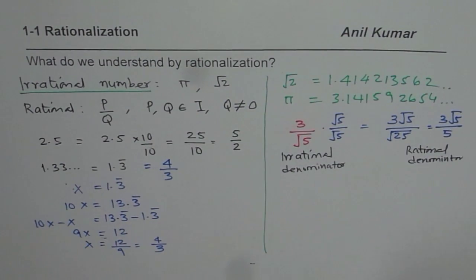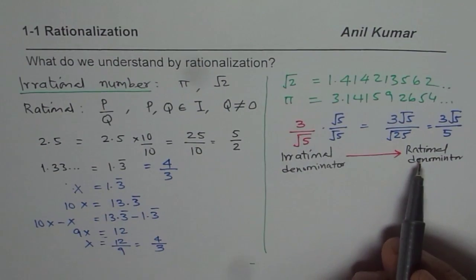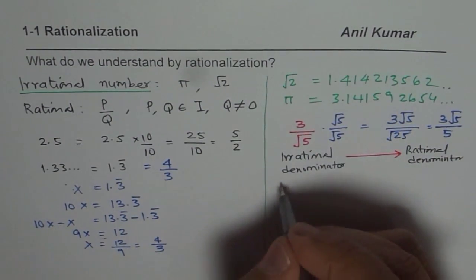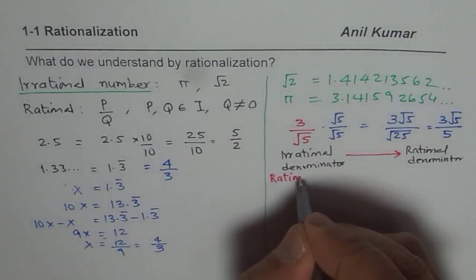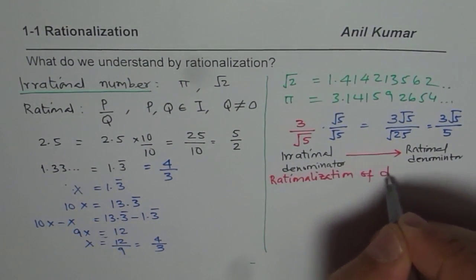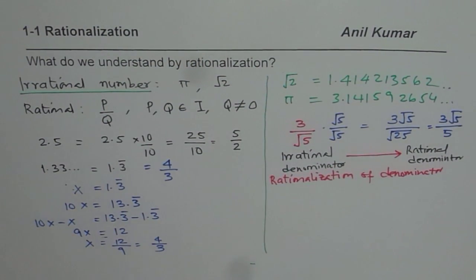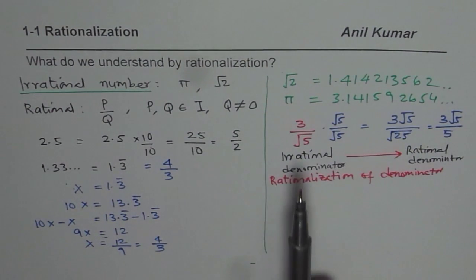So in this process of multiplying and dividing by square root, we rationalized the denominator. So this process is called rationalization of denominator. So of course we added the irrational number on the numerator, but as far as denominator is concerned, we got rid of the irrational number from the denominator. So that is called rationalization of denominator. So this is what is rationalization.